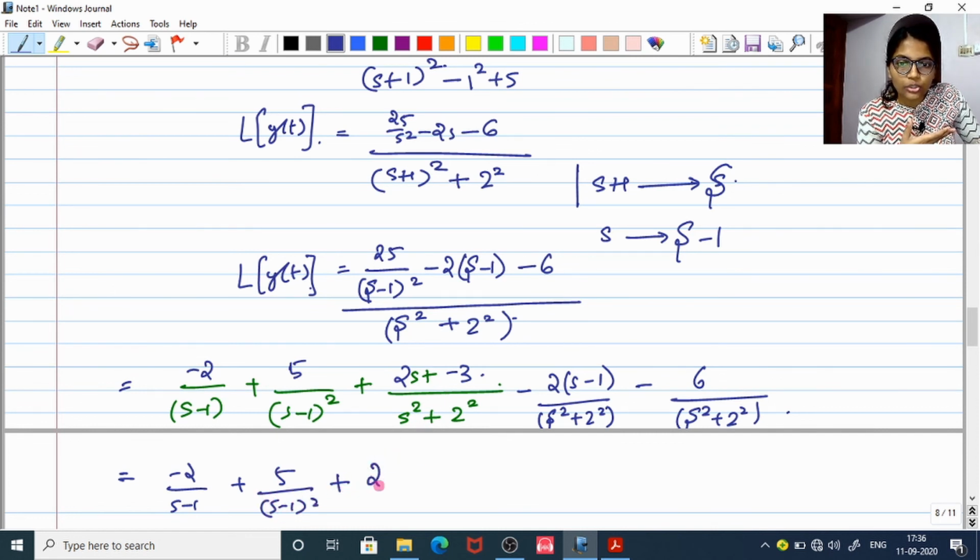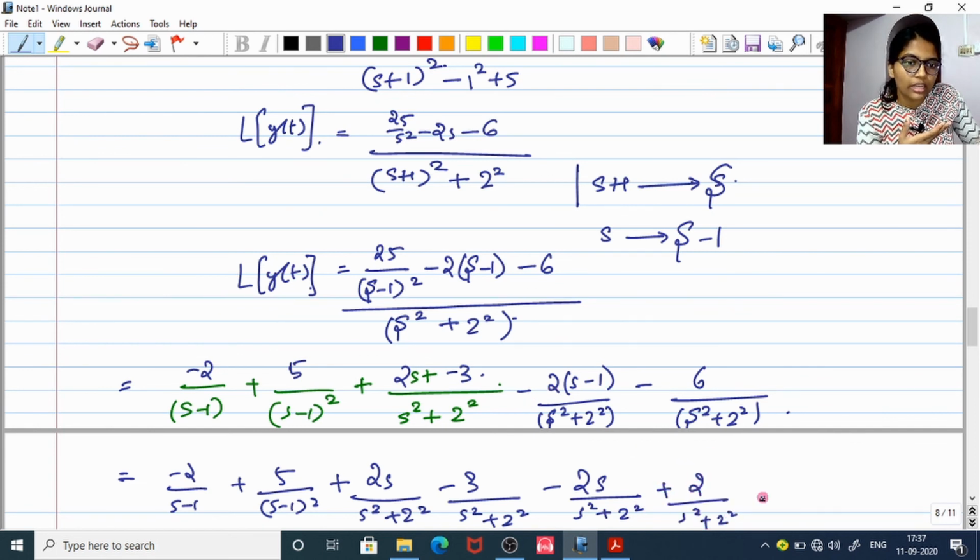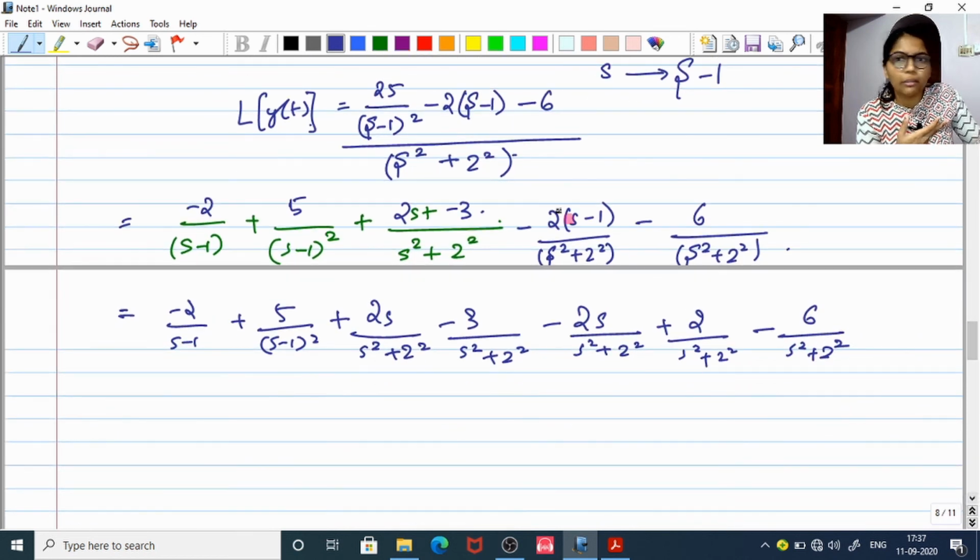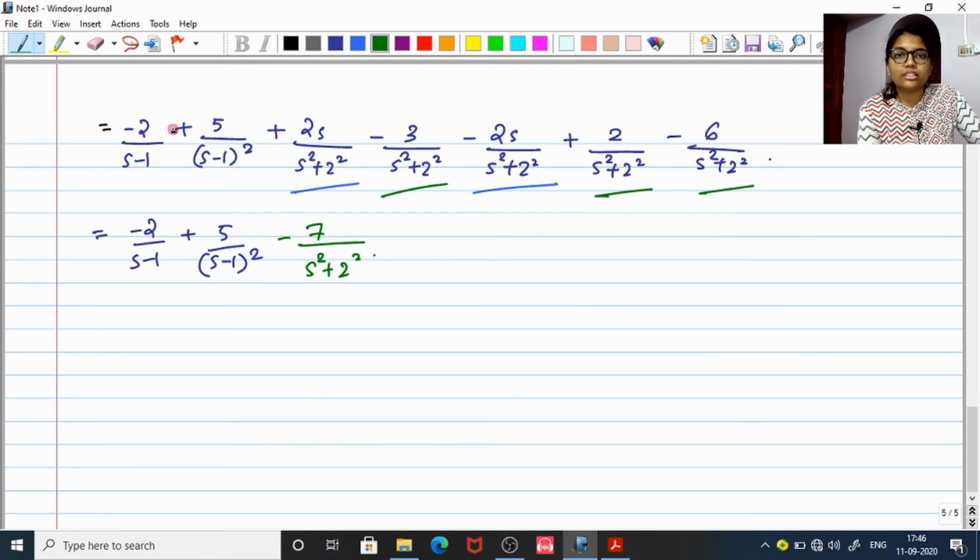here you have 2s divided by s square plus 2 square, and split this negative 3 divided by s square plus 2 square again. You can split the numerators for the corresponding denominators, right? So it is negative 2s by s square plus 2 square, negative 2 into negative 1 is positive 2 by s square plus 2 square, minus 6 by s square plus 2 square. You can see many similar terms coming up. Now the equation is simplified to 3 terms. So this becomes your L of y of t. Now please take the inverse Laplace individually for these terms.